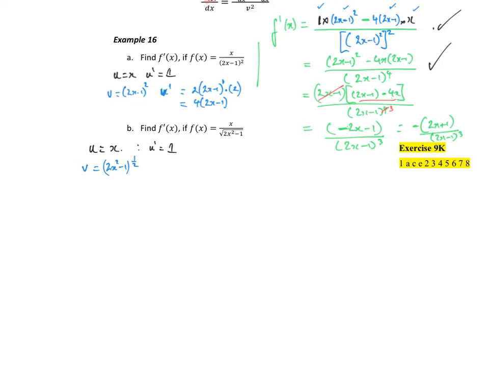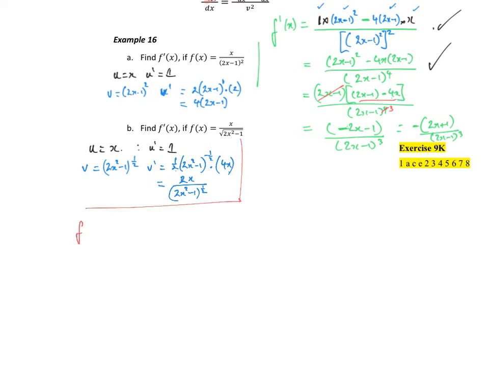V dashed is equal to, multiply by the power, 2x squared minus 1. Subtract 1 from the power, which is minus a half, times the derivative of the inside, which is 4x. Simplify that a bit. A half times 4x is 2x. And quite possibly it might be easy to write that as 2x squared minus 1 to the power of a half on the bottom. All right, so there's my 4 functions.